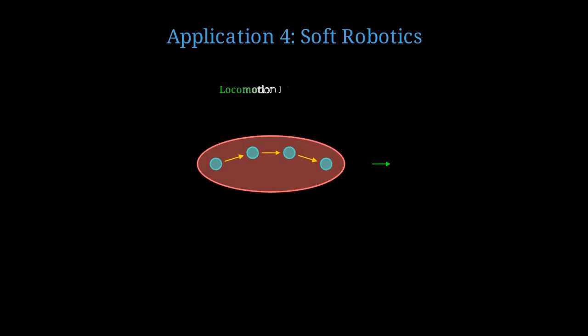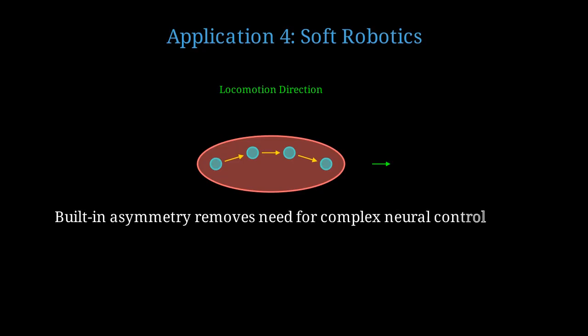The fourth application is in soft robotics, where non-reciprocal materials can enable locomotion and manipulation without complex control systems. A soft robot with embedded non-reciprocal elements can generate directed motion. Sequential activation of non-reciprocal couplings creates a traveling wave that propels the robot forward. The beauty is that the directionality is built into the material itself. You don't need complex neural networks or feedback control to achieve directed locomotion.